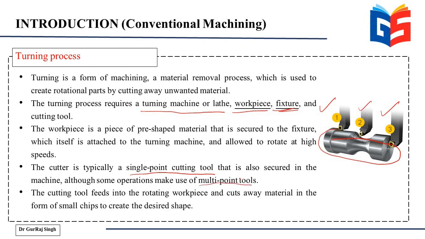And then there are certain parameters that need to be varied in order to perform the process, like giving a feed, then giving a depth into the workpiece, which is usually called the depth of cut, and eventually we end up changing the shape of the raw material into a final product.